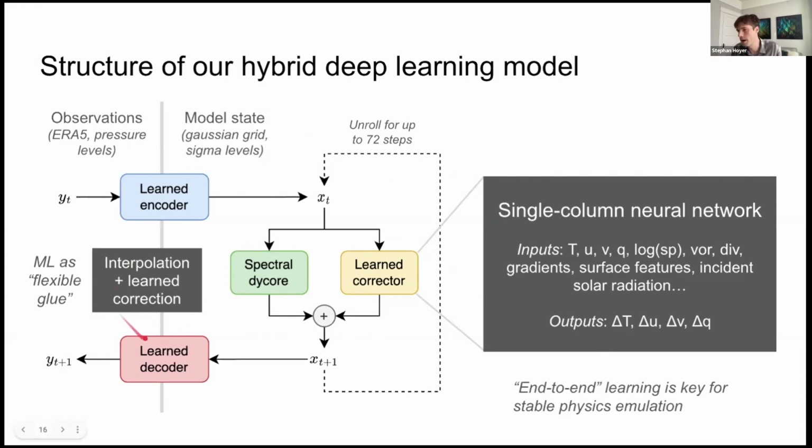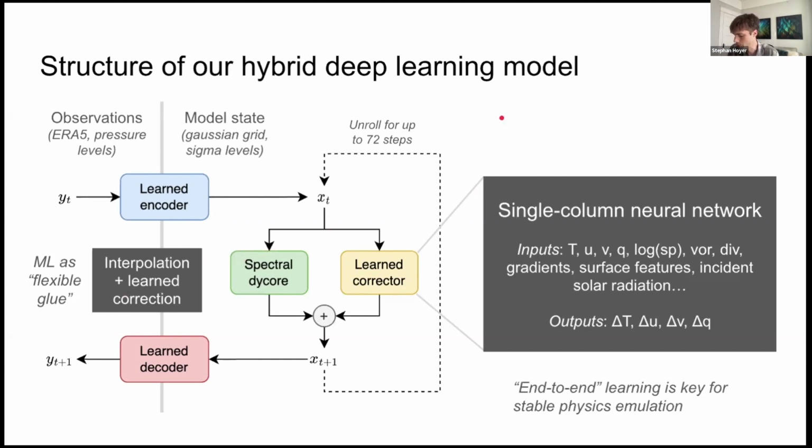And then we use little neural nets to help fix some of these, say the transitioning between different observations and model state, for example, with machine learning, a sort of flexible glue to make everything work reasonably well together. And we can do that because we optimize the whole thing for end-to-end performance.